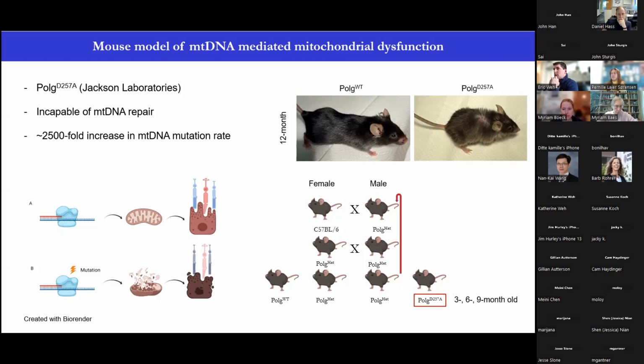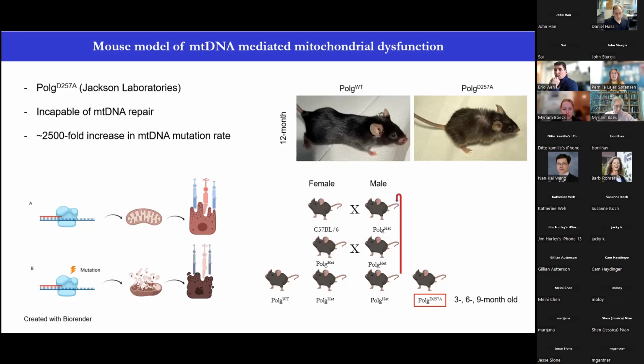This mouse has a single amino acid substitution in the exonuclease domain of the POG protein. The POG protein is the polymerase responsible for mitochondrial DNA replication. But this substitution doesn't render the polymerase non-functional; rather, it makes it incapable of conducting normal mitochondrial DNA repair. So mitochondrial DNA is still replicated normally, but it now has a 2,500-fold increase in mutation rate. This mouse has already been used in several studies to investigate accelerated aging and disease phenotypes.